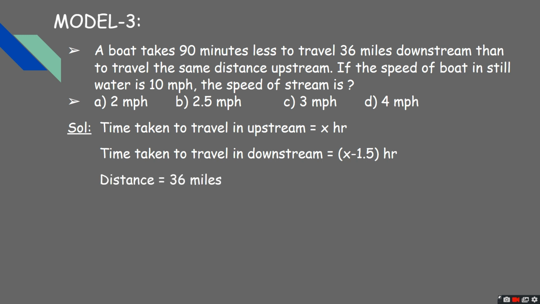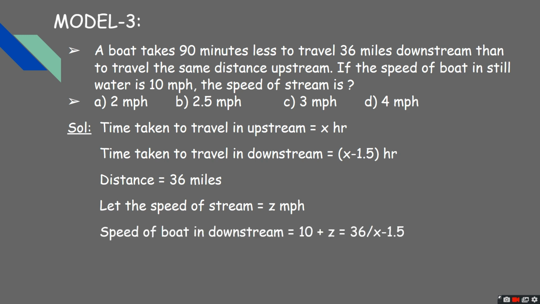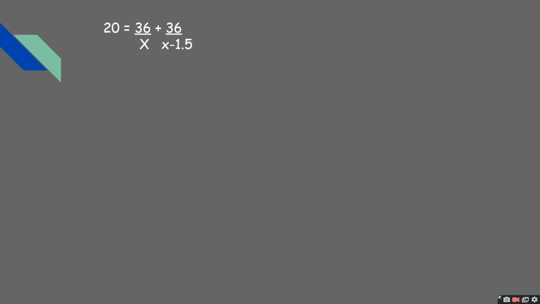Distance is given as 36 miles. We have to find speed of stream, so it is assumed as z. We know that speed of boat in downstream equals speed of boat in still water plus speed of stream. That implies 10 plus z equals 36 by x minus 1.5. Similarly, speed of boat in upstream equals 10 minus z, that equals 36 by x. By adding these two equations, we get 20 equals 36 by x plus 36 by x minus 1.5.